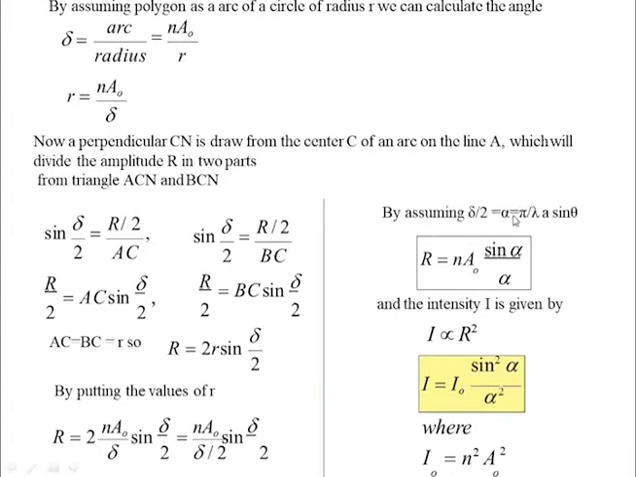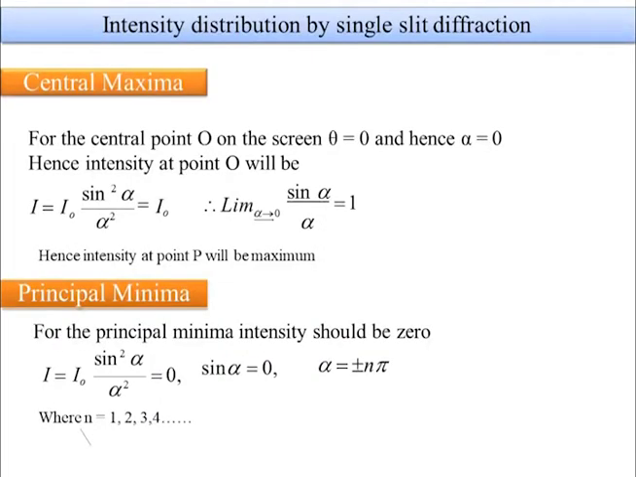For the sake of simplicity, to make the equation easier, instead of delta by 2, I am going to substitute alpha. Don't get confused. So I get the resultant amplitude R is equal to n A0 sine alpha by alpha, and the square of the amplitude is intensity. So our intensity is I equals I0 sine square alpha by alpha square. Right, we got the expression for intensity in the case of Fraunhofer diffraction due to a single slit.